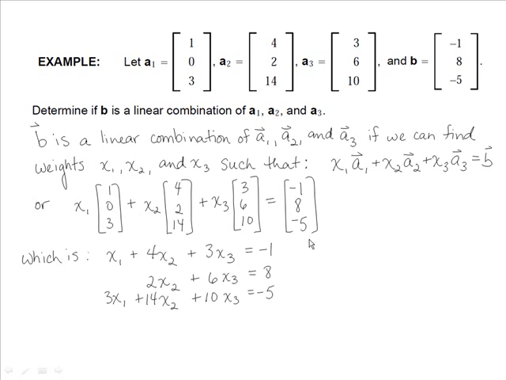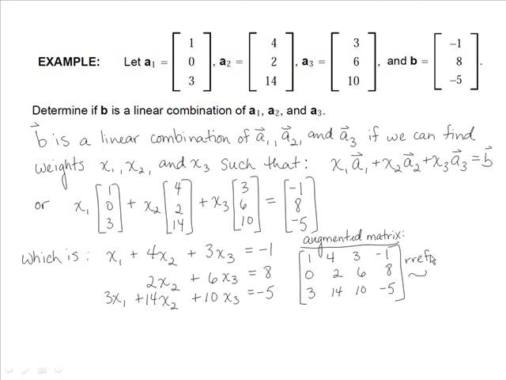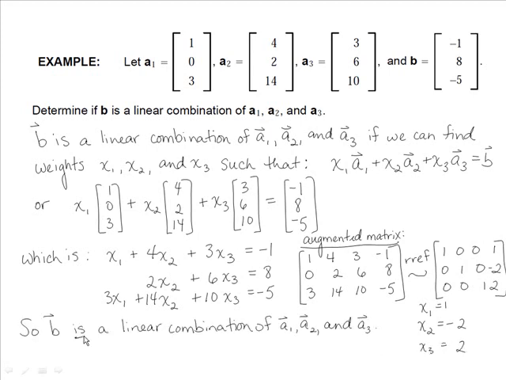So if I write this as an augmented matrix, we have the following, and if I use my calculator to row reduce to reduced echelon form, I get the following, which means that x1 is equal to 1, x2 is equal to negative 2, and x3 is equal to 2. So B is a linear combination of A1, A2, and A3, since we can write it as B is equal to 1 times A1 minus 2 times A2 plus 2 times A3.